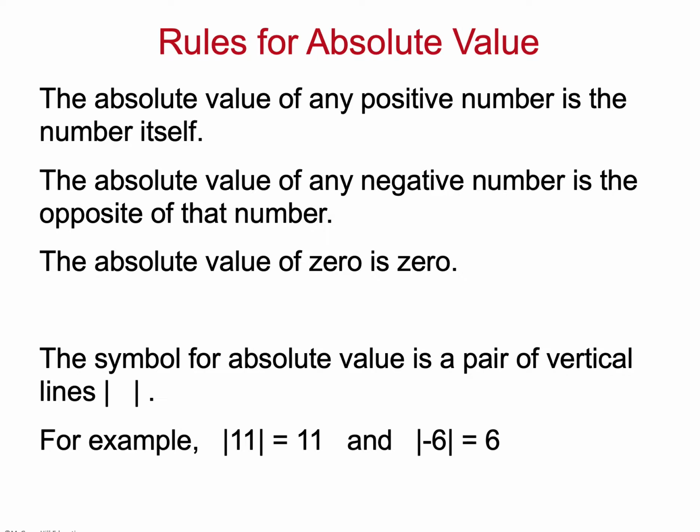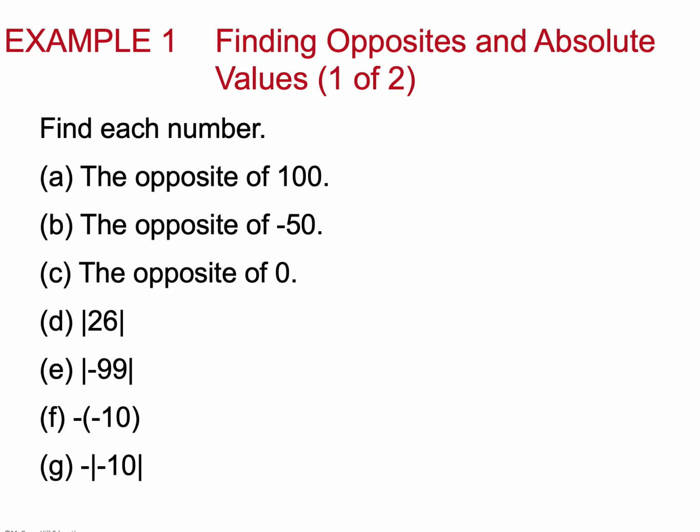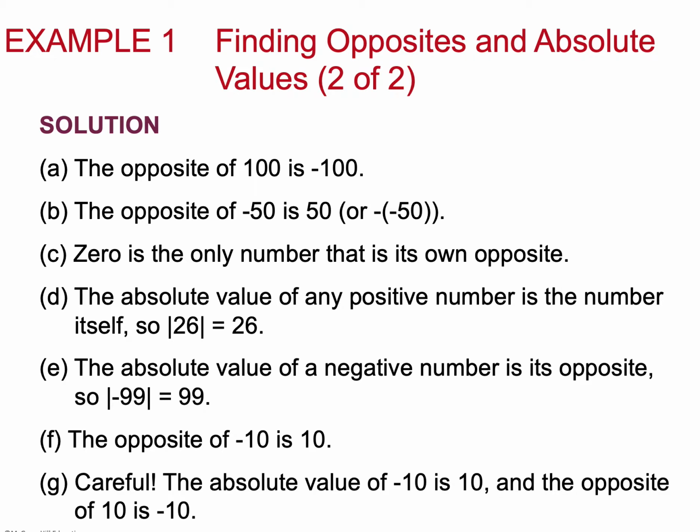There are some rules for absolute values. The absolute value of any positive number is just the positive number. The absolute value of any negative number is the opposite because it's measuring the distance. And the absolute value of 0 is 0. So if I want to find the opposite of 100, that would be -100. If I wanted to find the opposite of -50, then that's going to be +50. So when we're saying opposite, we mean opposite signs. 0 is in a bit of a unique space because it's the only number that is its own opposite.